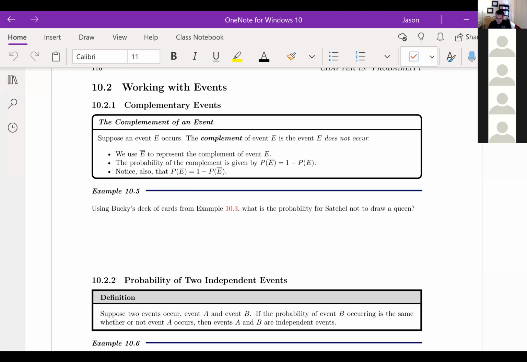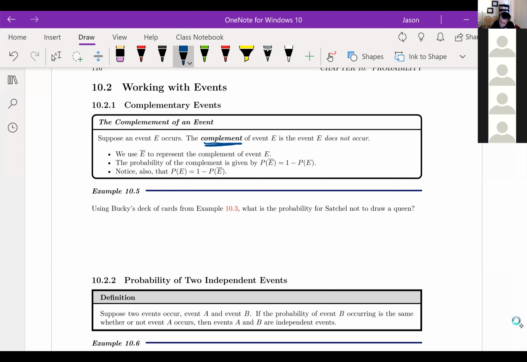Okay, let's continue with chapter 10 today. It says, suppose an event E occurs. The complement of event E is when E does not occur.